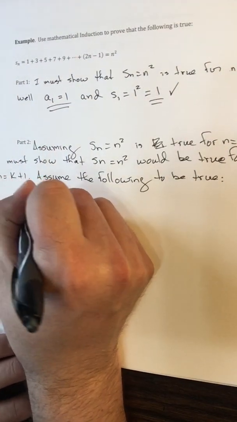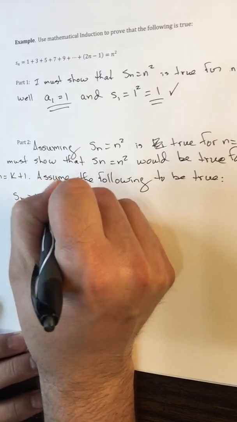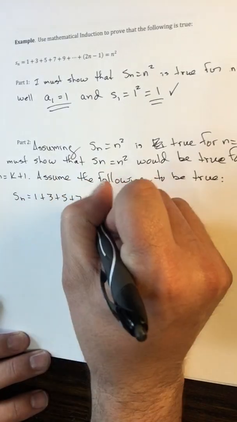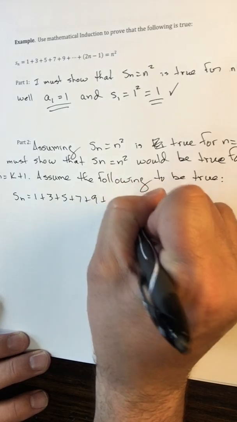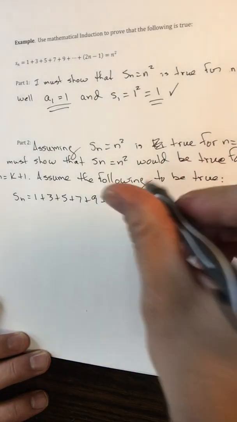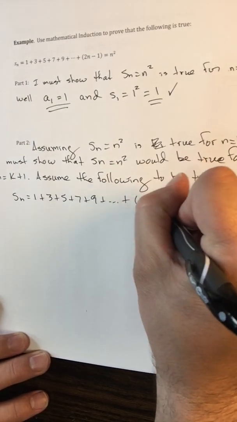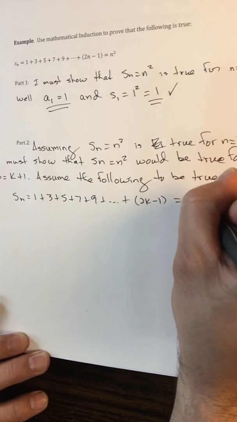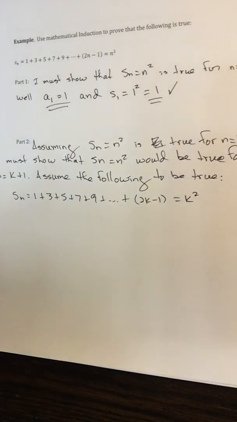Then s sub n would equal 1 plus 3 plus 5 plus 7 plus 9 plus, if I'm looking for n to equal k, wouldn't this turn into 2k minus 1, and wouldn't this be equal to k squared? Okay.